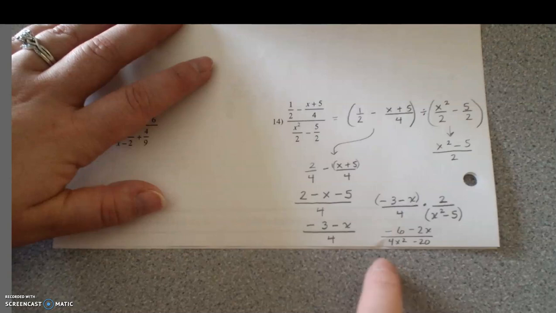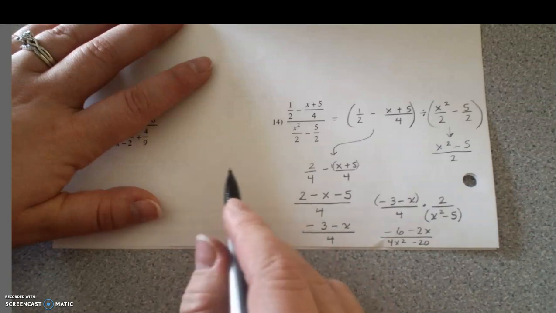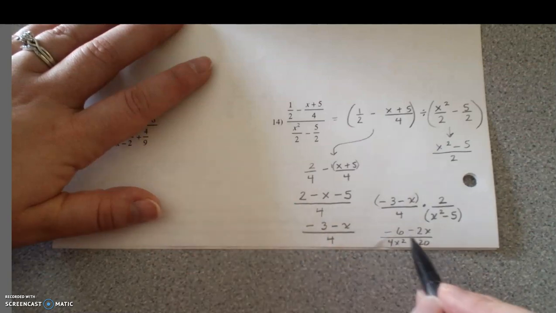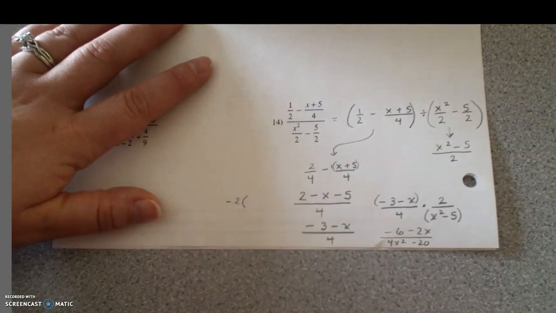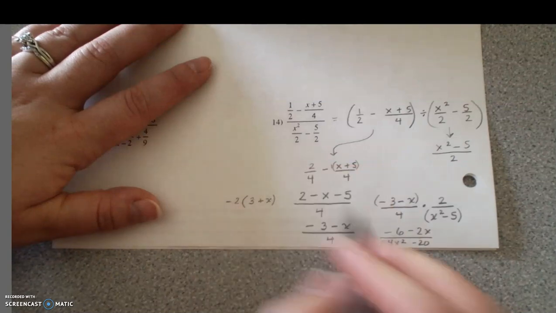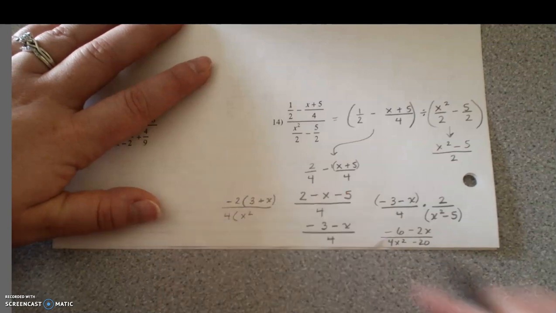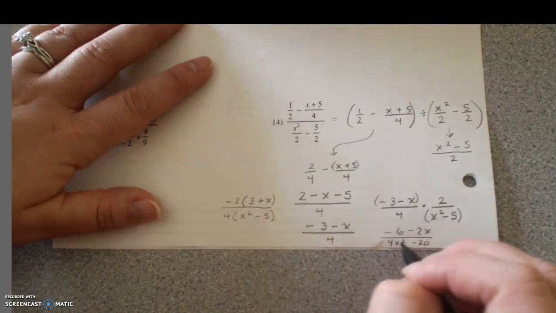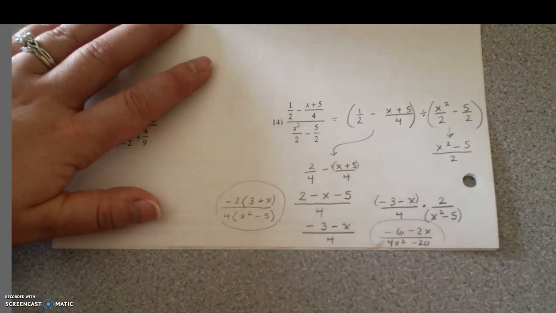I'm running out of room, but I want to see if this can simplify any. So I'm going to take my work over here. So follow me over here. I'm going to bring this over here. So -6 and -2x has a -2 in common, which would make it 3 plus x. And on the bottom, 4x squared and 20 has a 4 in common. Now we get x squared minus 5. So as you can see, if I factor, I still can't cancel anything. So you could either leave this as your final answer, or you could leave this as your final answer. Either one works.